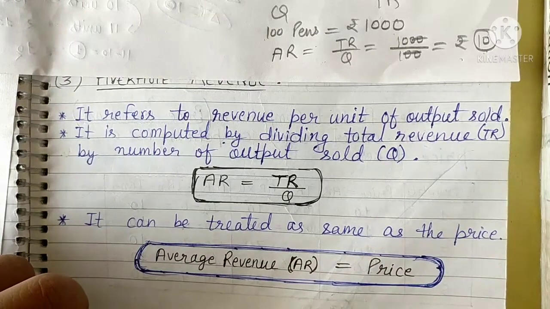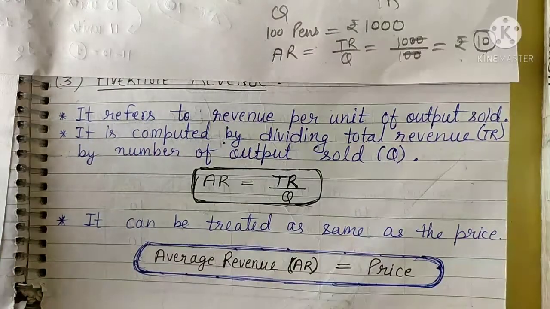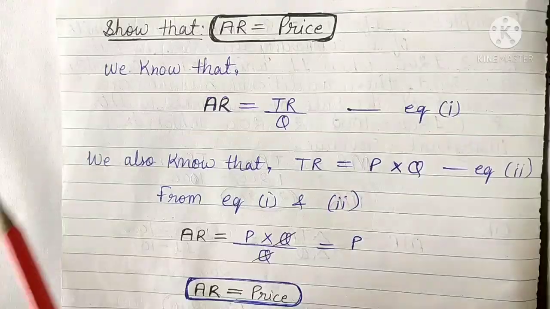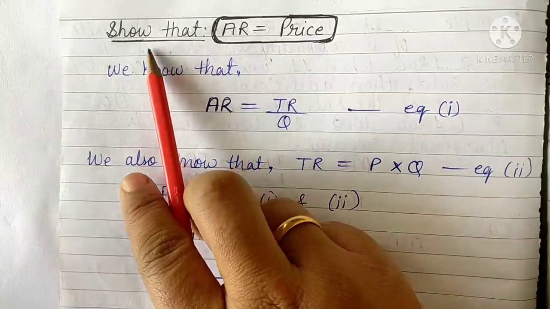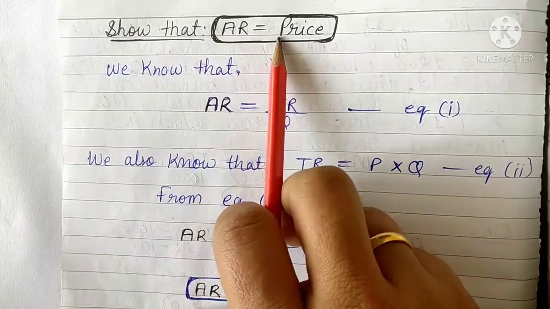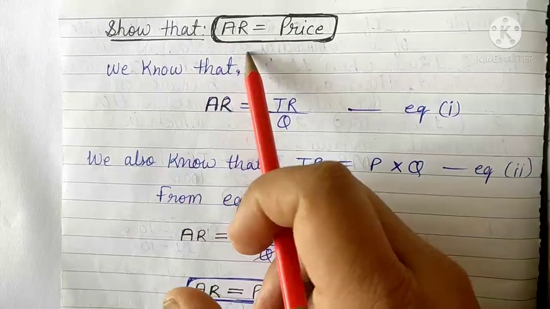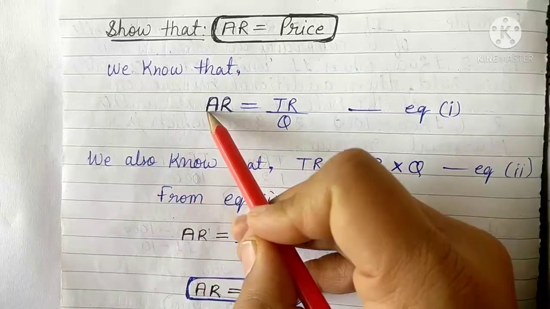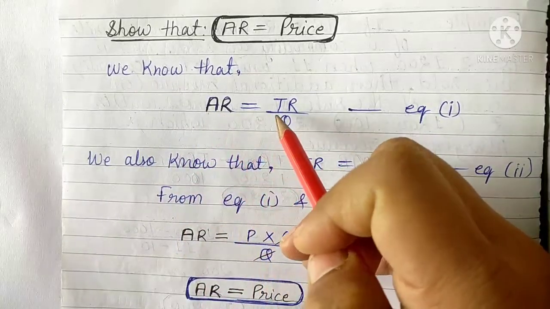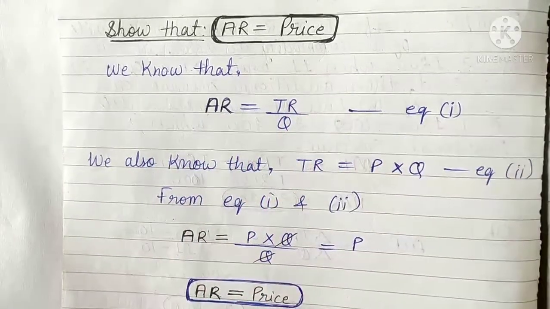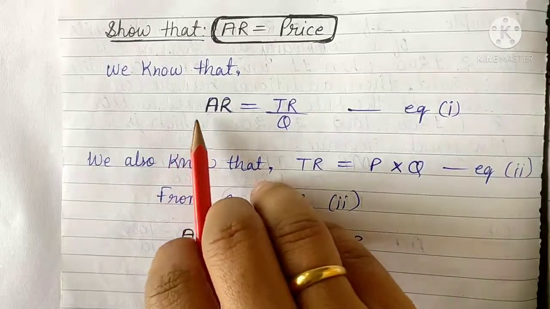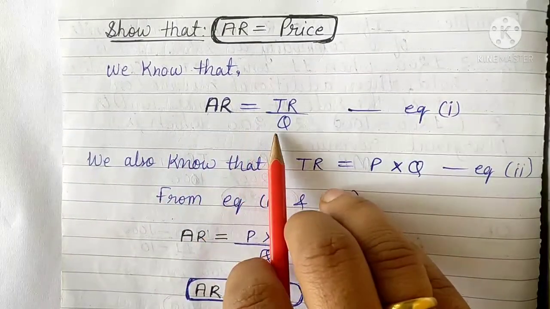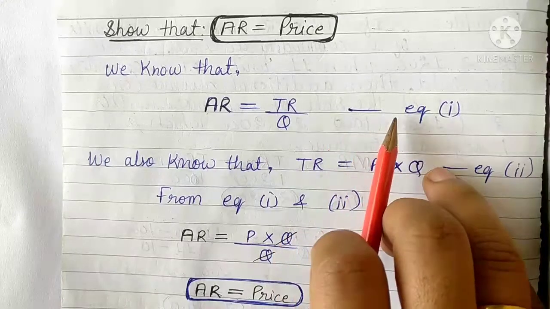Now why can it be treated like price? I will explain further. Let's see. So the question is, show that AR equals price, that our average revenue is equal to price. We have to show it. So how can we show it? Just now we have learned that average revenue is equal to TR divided by Q. So we have learned AR equals TR divided by Q. So we can keep it as equation first.